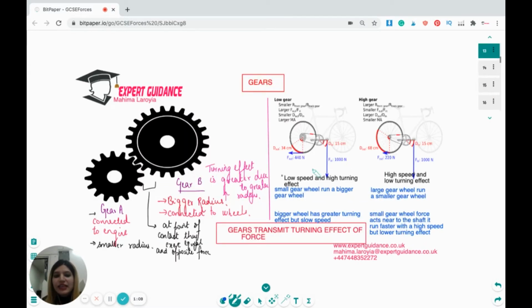And what are gears? Gears transmit the turning effect of force. Now what happens in gears? We have gear A and gear B. The gear A is connected to the engines and it has a small radius, whereas the gear B has a bigger radius and it is connected to the wheels, right? At this point, they exert an equal and an opposite force. Now, what happens? The turning effect is greater due to a greater radius. Now, gears are of two types, the low gear and a high gear. The low gear has a low speed but a high turning effect, whereas high gear has a high speed and low turning effect.